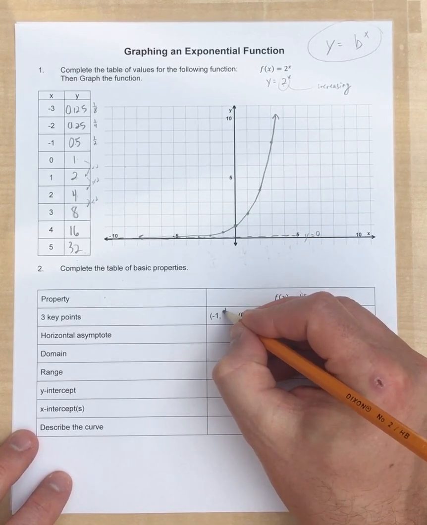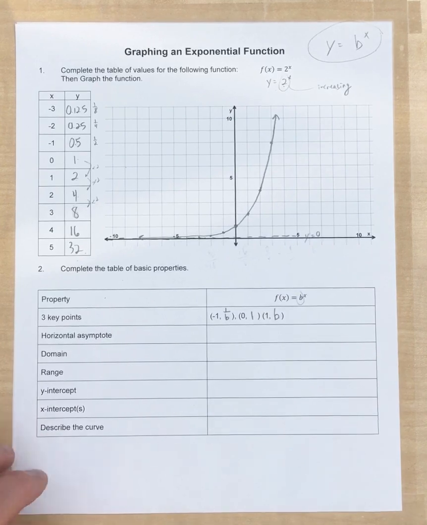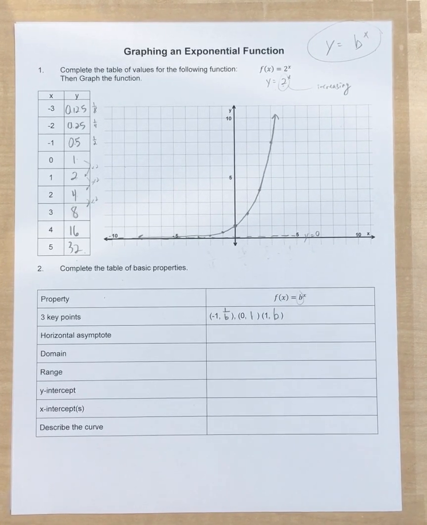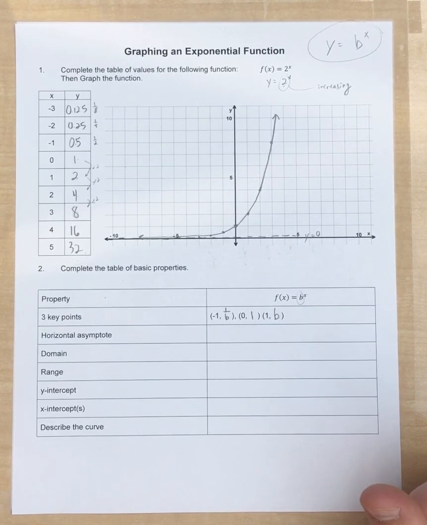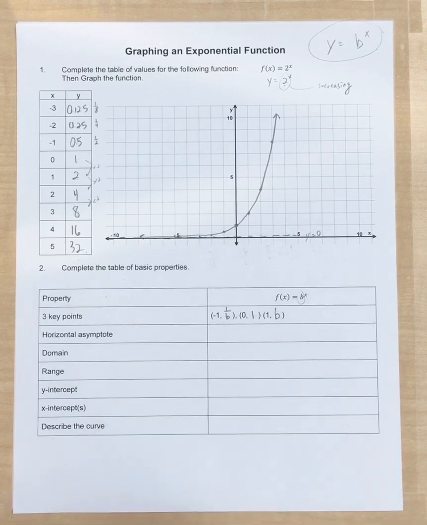So this is literally going to be 1 over b, flipped, because it's to the negative 1. Remember, we can take a negative exponent by making it 1 over that value, or we can take it as a fraction and flip that fraction and make it its reciprocal. Those are key points.